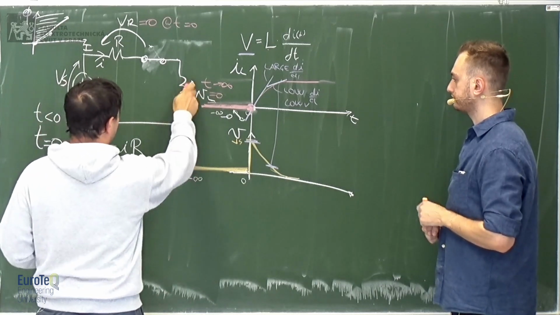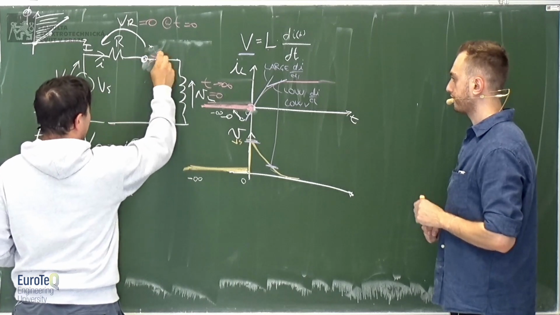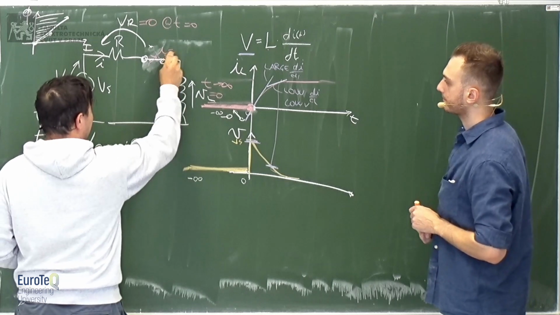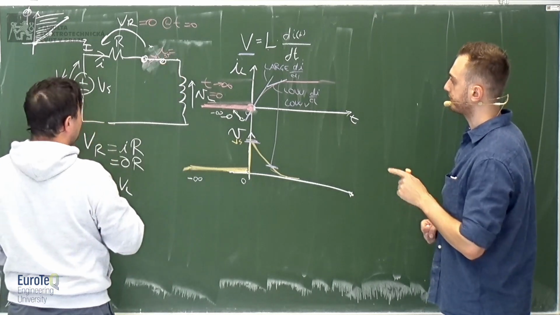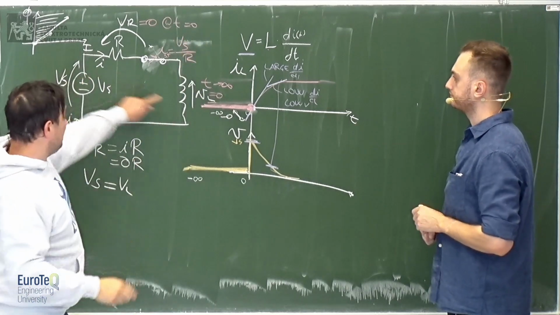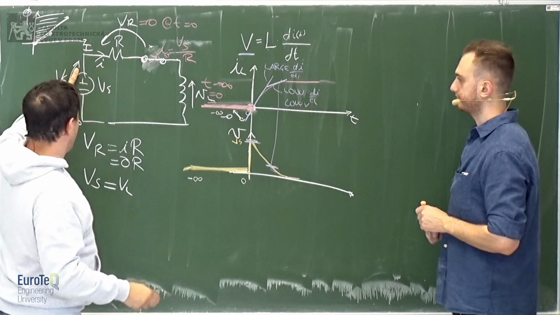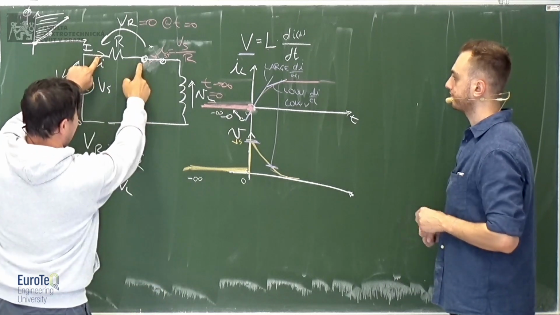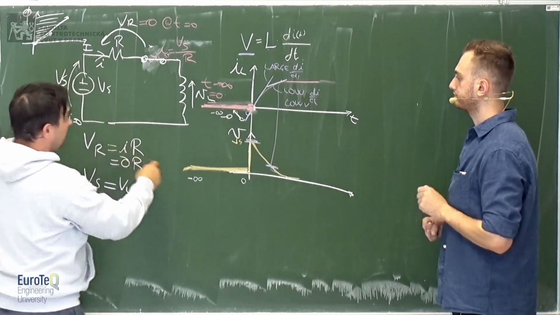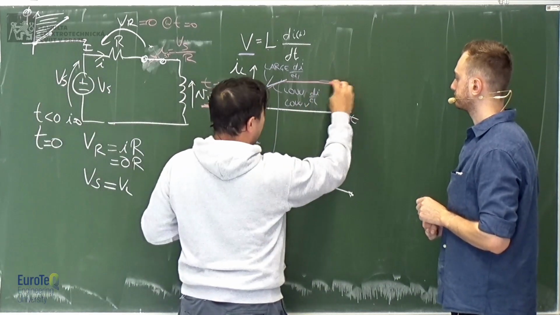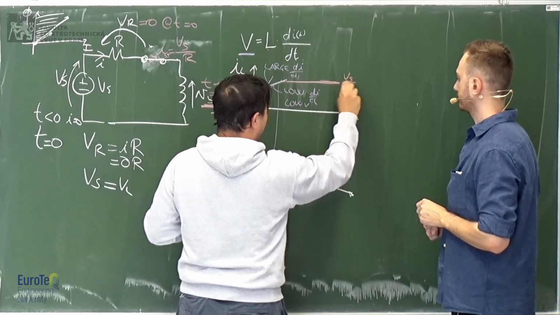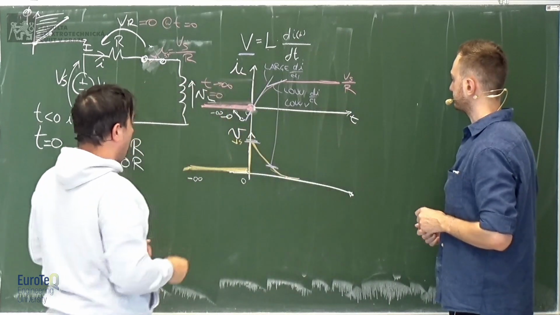But this means that if the voltage is 0 here, the current at steady state, let's call it the steady state current, will be Vs over R. This voltage will be all on this resistor because there won't be any voltage here. Therefore, the final value of the current will be Vs over R.